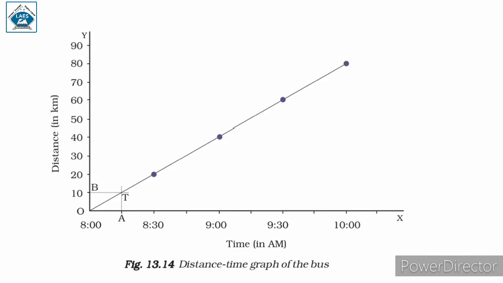Next, we are asked, can you now help Paheli to find the distance moved by the bus at 9:45 a.m.? So here we have the point for 9:45 a.m. that is between 9:30 and 10 o'clock. So let us name this point C. What we are going to do is draw a straight line which is perpendicular to the x-axis and parallel to the y-axis like so, which intersects the graph at a point. So let us name this point D.